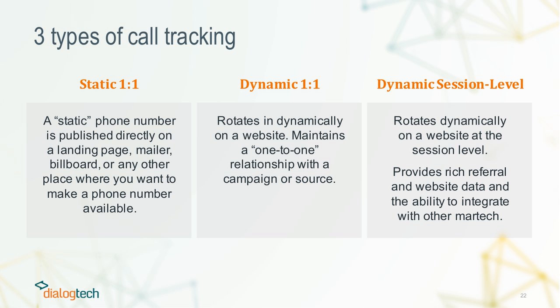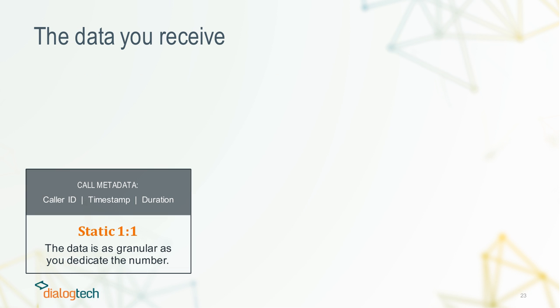So left to right here, kind of increasing levels of data. I don't want to say complexity, but in terms of detail, type of data you're able to gather. So let's walk through that data here. So the static one-to-one, again, really what you're getting here is a call count based on how you've dedicated that phone number. You're going to get our caller metadata, so things like caller ID, timestamp, time of day, and then obviously there are interesting things you can do with call recordings and call analysis from there. But in terms of attribution data, it's that one-to-one relationship between the phone number and the source.